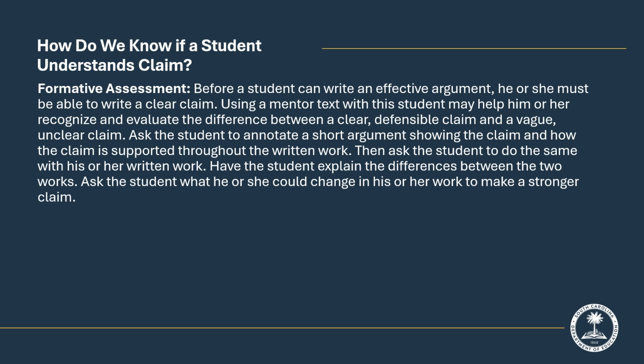Ask the student to annotate a short argument showing the claim and how the claim is supported throughout the written work. Then ask the student to do the same with his or her written work. Have the student explain the differences between the 2 works. Ask the student what he or she could change in his or her work to make a stronger claim. This is just one way to formatively assess which students have an understanding and which students need additional instruction and support.